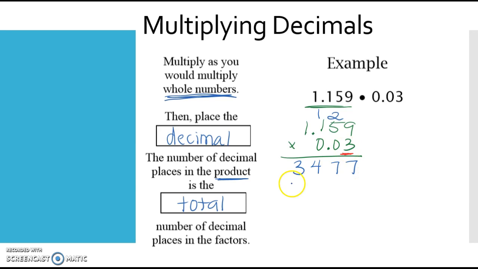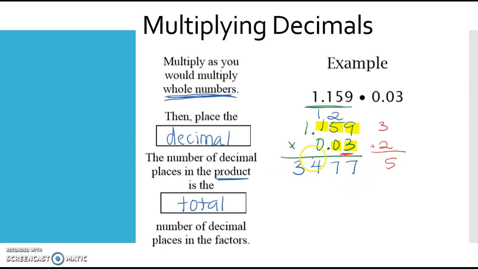So once we have that product here, we have to decide where we're going to place our decimal. So we have to look at our original problem here, and we want to count how many digits are behind our decimals. So in this first number, we've got a 1, we've got a 5, and we've got a 9. So that is a total of 3. And then our second number, we've got a 0 and we've got a 3. So that's a total of 2.